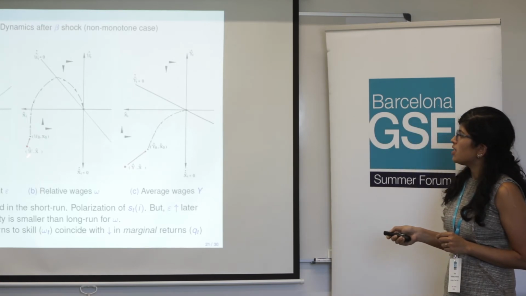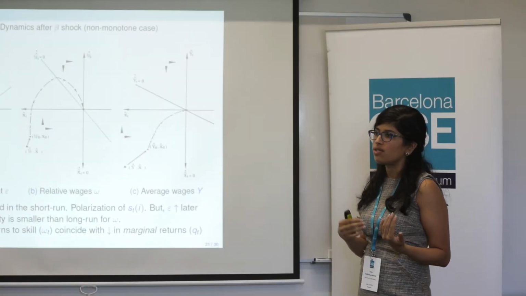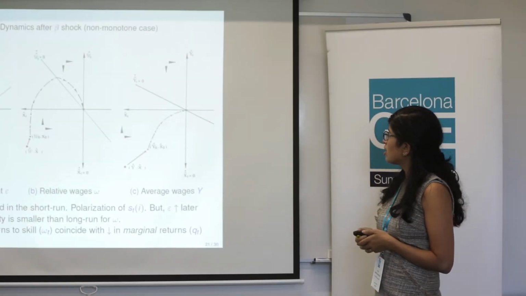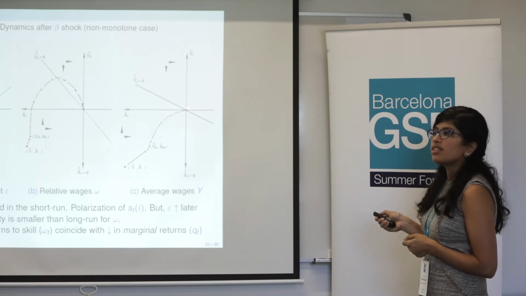So the opposite happens with inequality. First you have a small increase. Wages in firm 2 go up and there's some displacement. But as skills polarize, inequality increases and then decreases down to its new higher steady state. In the new steady state, inequality is higher than the original steady state because of this beta shock. And then output increases and keeps increasing.